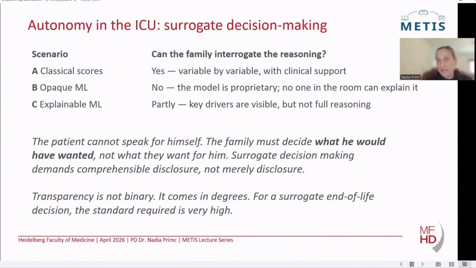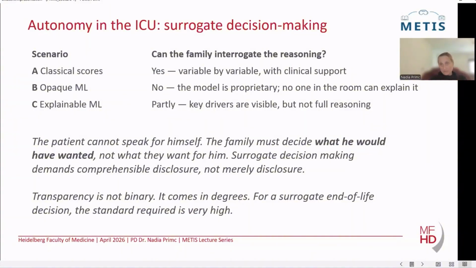And in scenario C, at least partial transparency, or let us better call it explainability, is available. The physician can show which variables drove the prediction the most, and the family can engage at that level. So, for example, the contribution of the diabetes is at least partially visible. This is already more than scenario B offers. Whether it is sufficient for a decision of this gravity is a question that the principle of autonomy especially presses us to take seriously.